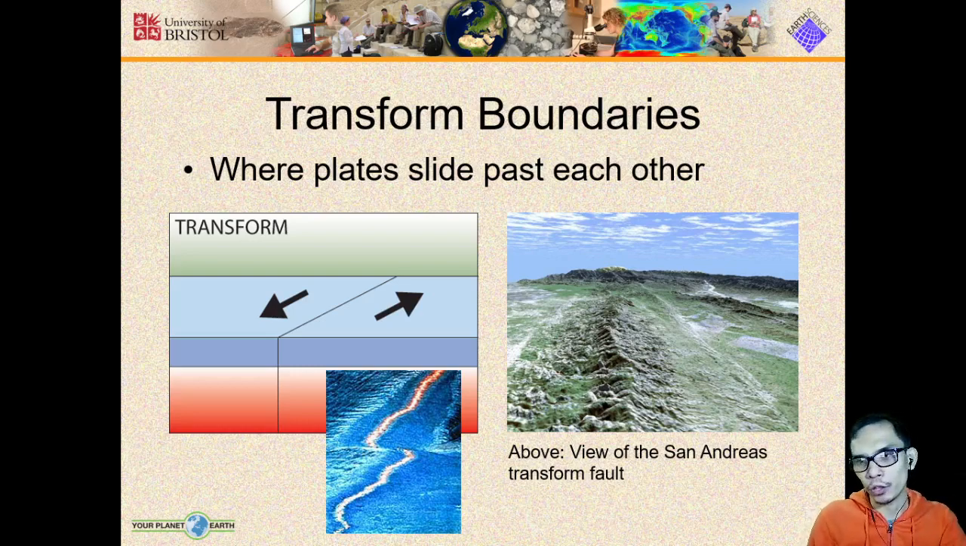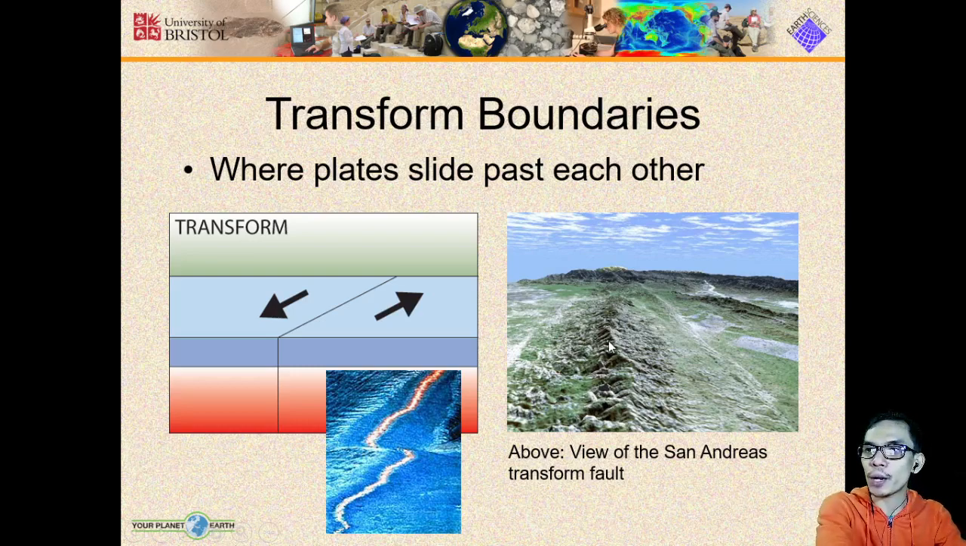For example, when you have two divergent plate boundaries, in between them there is a transform plate boundary. When there are two convergent plate boundaries, in between them is a transform plate boundary. As you can see here, the two plates are being grinded as they slide past each other.